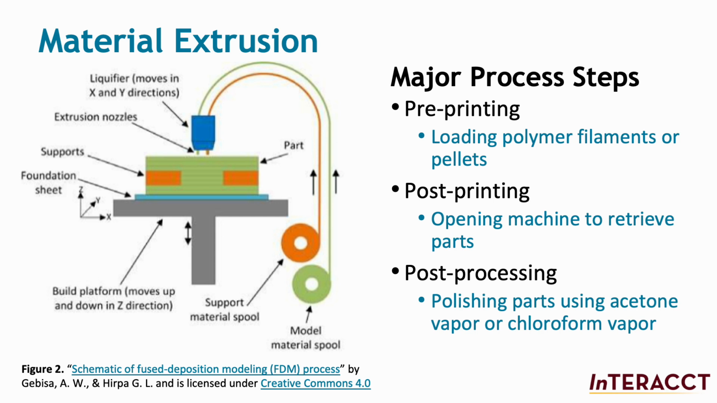Material extrusion major steps. The major process steps related to potential exposure to health hazards are pre-printing, during which polymer filaments or pellets are loaded into the printer, post-printing, during which the machine is open to retrieve parts, and post-processing, during which parts are polished using acetone vapor or chloroform vapor.